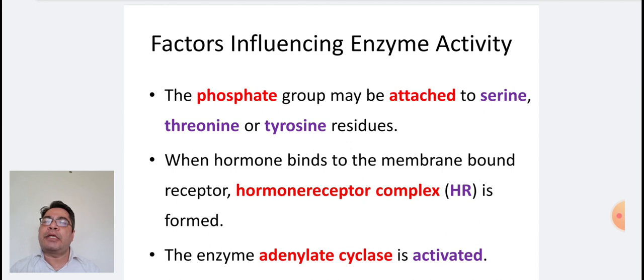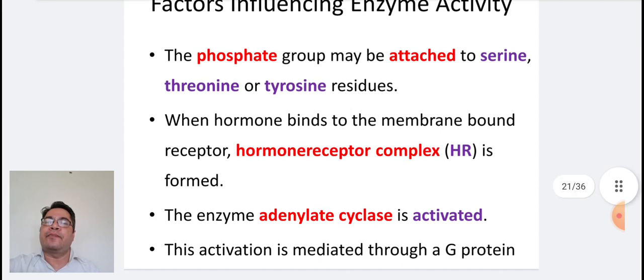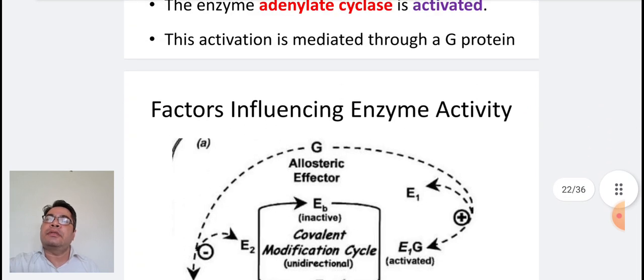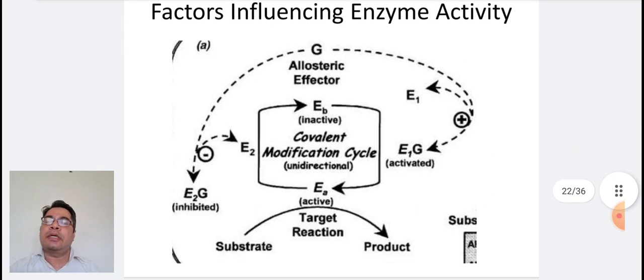When hormone binds to the membrane-bound receptor, hormone receptor complex is formed. The enzyme adenylate cyclase is activated. This activation is mediated through a G protein. Here in this diagram, we can see that substrate is converted to product in the presence of active enzyme. This active enzyme can be covalently modified to an inactive enzyme EB.